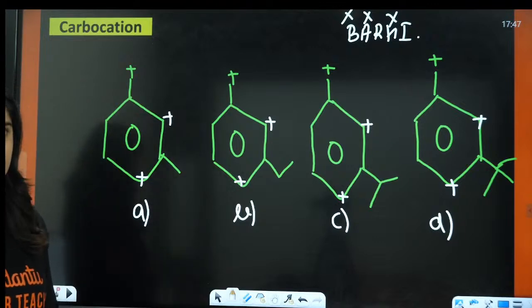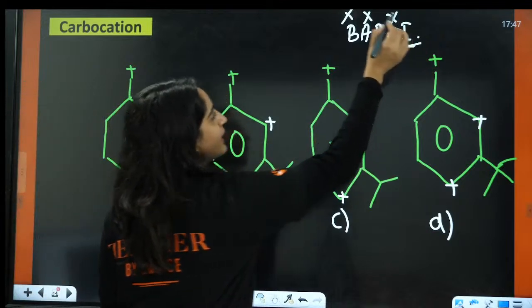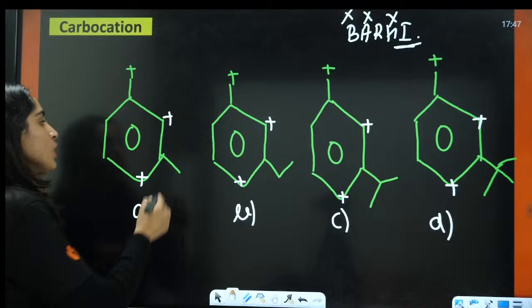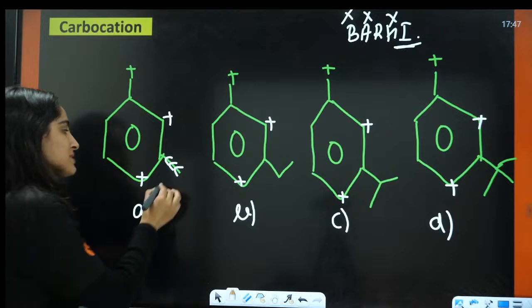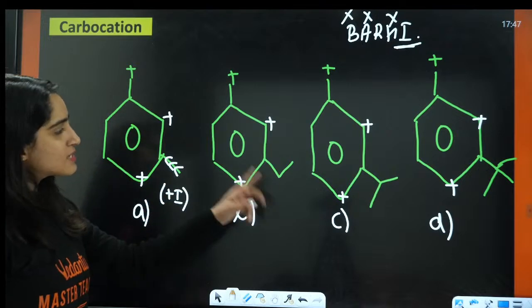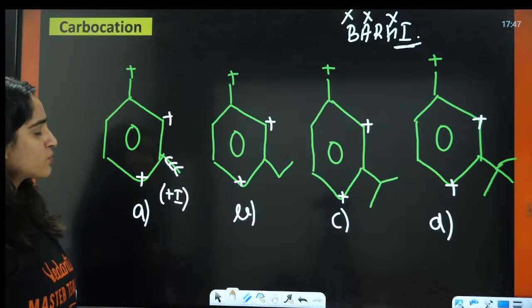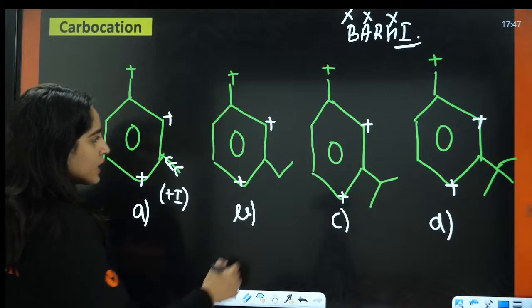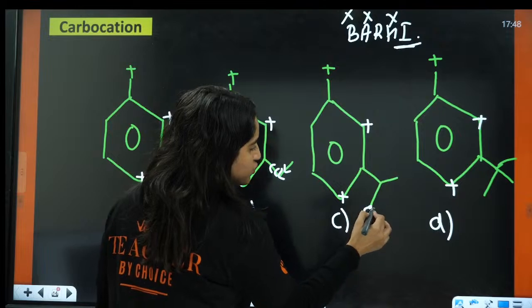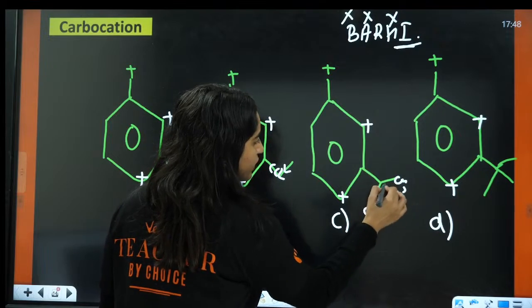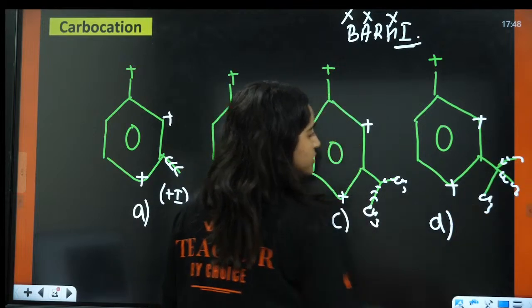What will be the factor then? The factor will be inductive effect. As you all know, we have just one methyl group that is giving the electrons, that has plus I effect, right? And this is ethyl. Ethyl has the plus I effect more than that, right? It will also give the electrons. Here we have two CH3 groups and it will also give the electrons. Here we have three CH3 groups, it will also give the electrons.